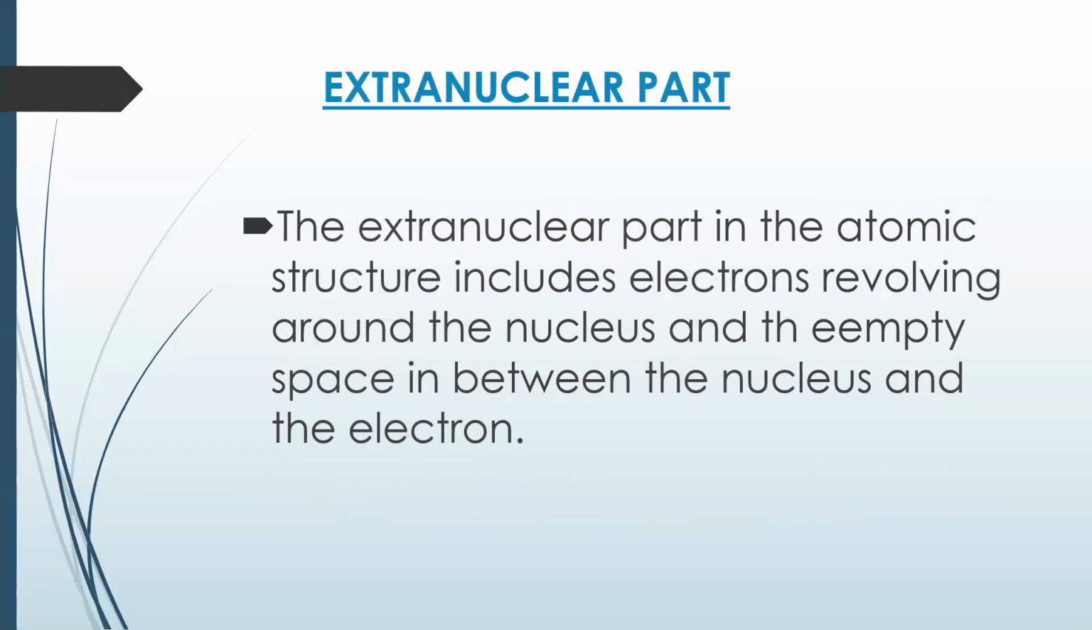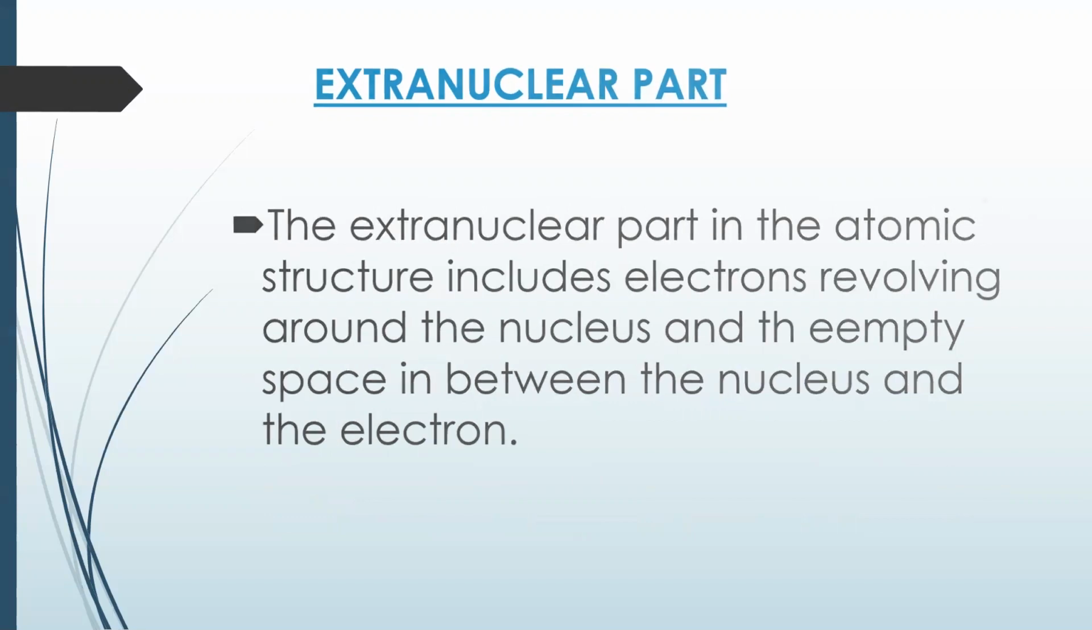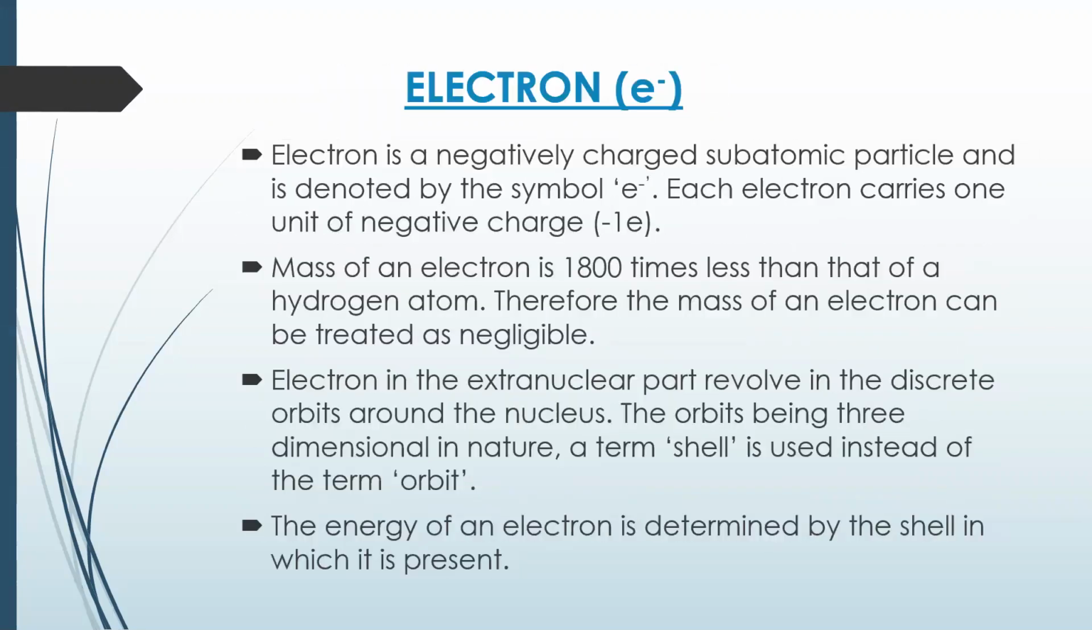Extranuclear part. The extranuclear part in the atomic structure includes electrons revolving around the nucleus and the empty space in between the nucleus and the electrons. So, what is an electron? Electron is a negatively charged subatomic particle and is denoted by the symbol small e minus. Each electron carries 1 unit of negative charge. The mass of an electron is 1800 times less than that of a hydrogen atom. Therefore, the mass of an electron can be treated as negligible.